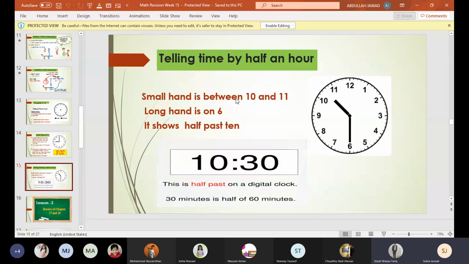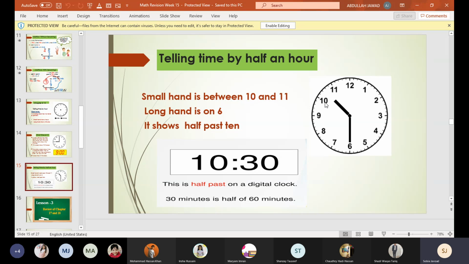Now the small hand is between 10 and 11. The long hand is on 6. We will look at the small hand first, which is between 10 and 11, and the long hand is on 6. So what is the time now? Half past. Teacher, I think half past 10. Yes, 30 minutes, 10:30. The time is half past 10.